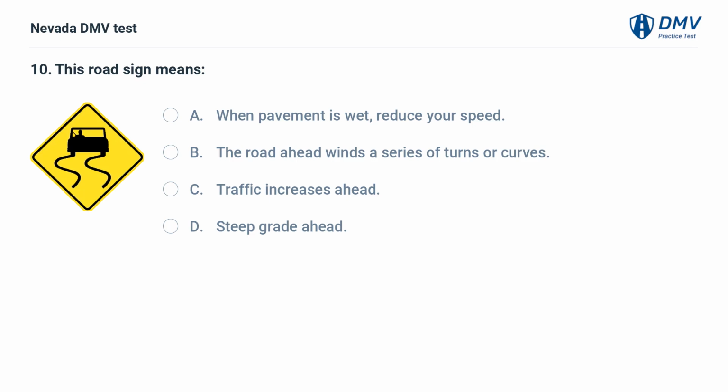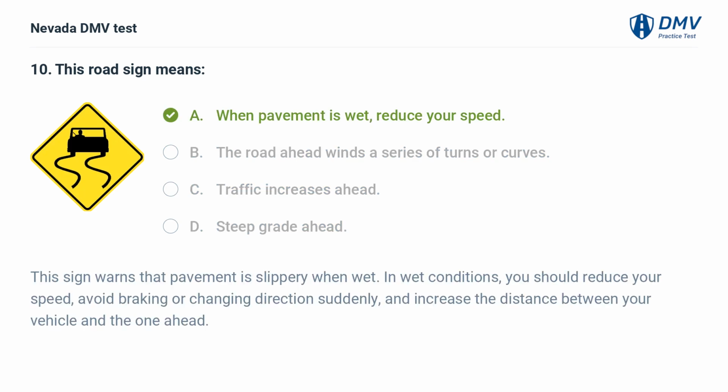This road sign means: A. When pavement is wet, reduce your speed. B. The road ahead winds a series of turns or curves. C. Traffic increases ahead. D. Steep grade ahead.